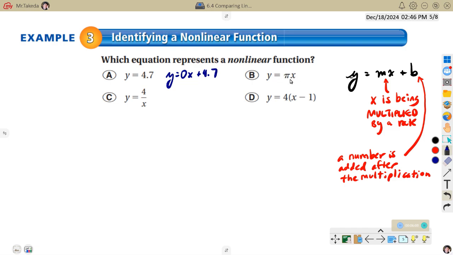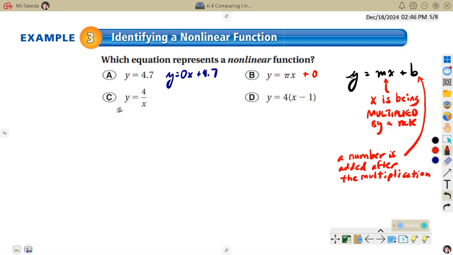For b, y equals pi times x. Well, we have this multiplication happening here, but what about this number being added at the end? Well, that number can be 0. So in this case, y equals pi times x, we're adding a 0 at the end. We don't see it, but it's there. So this is also a linear function.